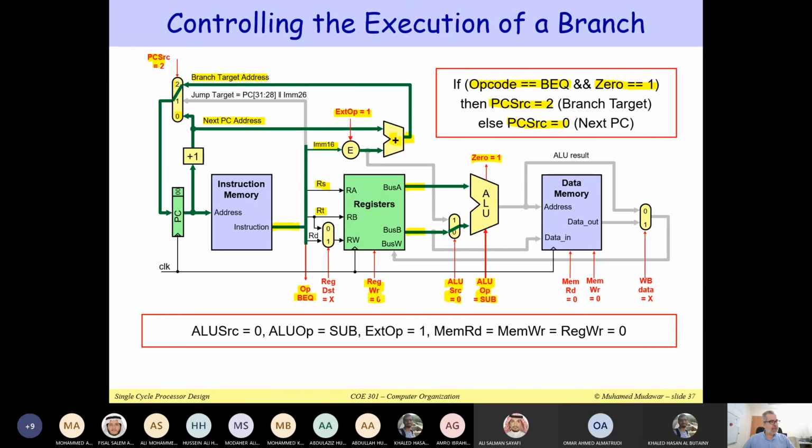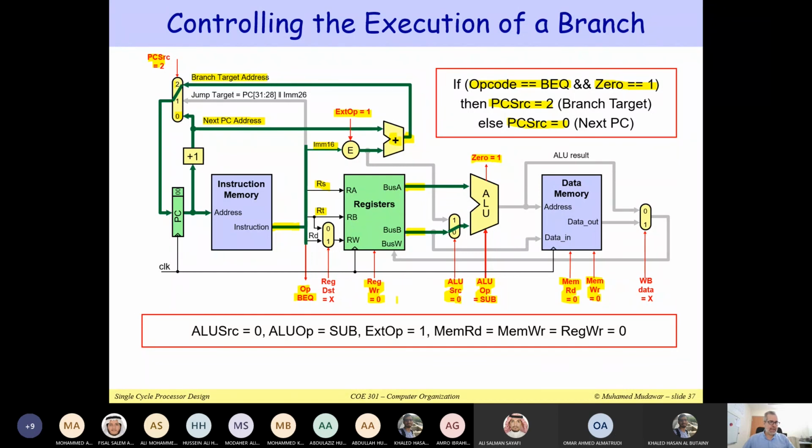We have to disable the writing of the register file because the branch does not write anything to the register file. We have to disable here the reading and the writing of the data memory because it's not a load or store instruction. So we care about these values. We must make them zeros. Whereas the remaining control signals, we don't really care about them.